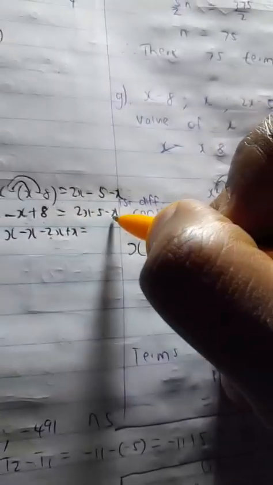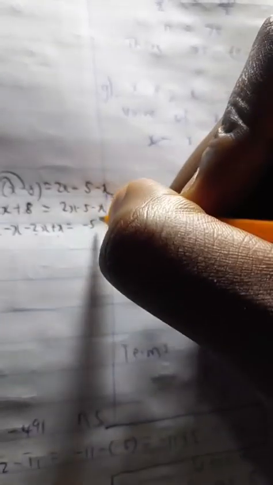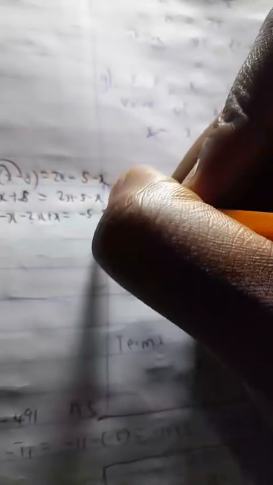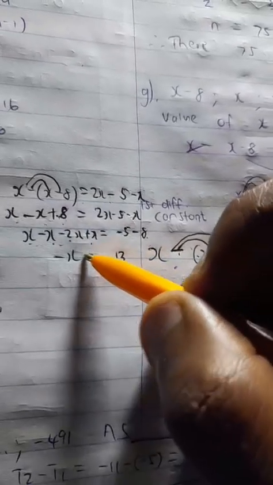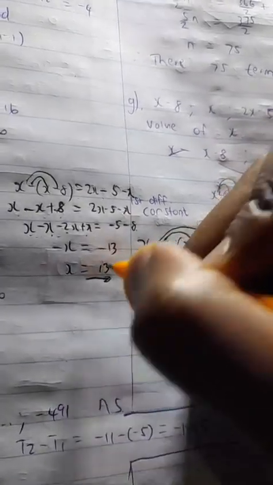Take all the x's on one side. 2x when goes over becomes negative x, 2x, and then minus x when he goes over becomes positive x, minus 5, and then 8 if he crosses over becomes negative 8. x minus x is 0, negative 2x plus x gives us negative x, and then we have negative 13. We divide both sides by the coefficient of x, which is negative 1, so our final answer is x is equal to positive 13.